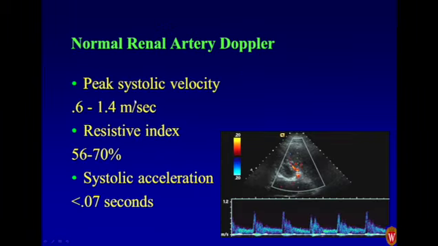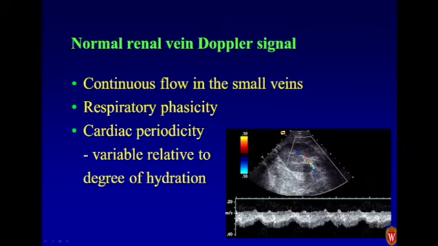The normal main renal artery flow should have about 1.4 to 1.6 meters per second velocity. If you start getting over that, if you're getting towards 2 meters, you might worry about stenosis. The resistive index should be relatively low, 56 to 70%. And the systolic acceleration time should be brisk, less than 0.07 seconds from the onset to the peak of systole.